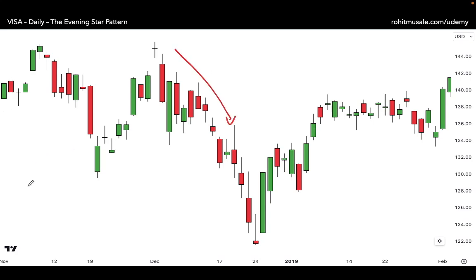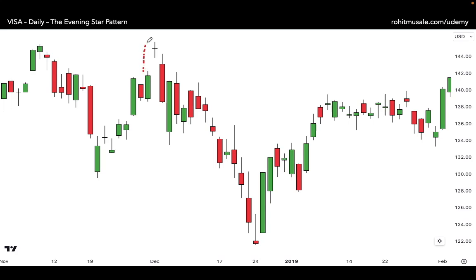So if you are long already on the stock and you see this pattern, you should exit or take a partial exit. And if you are flat on this market and if you see this pattern, maybe you can consider initiating a short position.